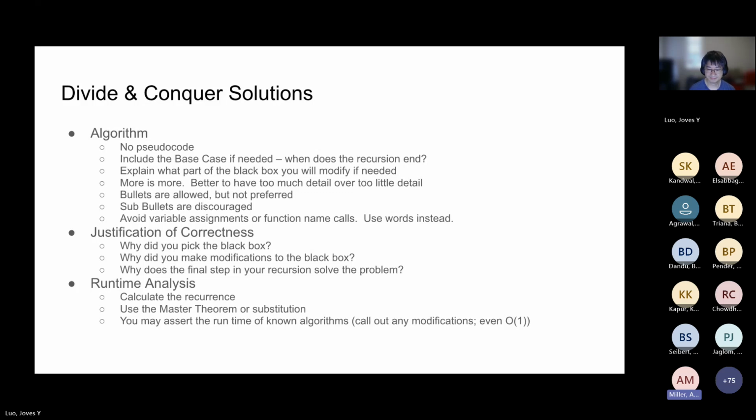So in the runtime analysis section, if we run into a case where we need to use substitution, how detailed do we need to be? Do we need to go through every step of the substitution, or can we truncate it? What level of detail are we expecting in that case?